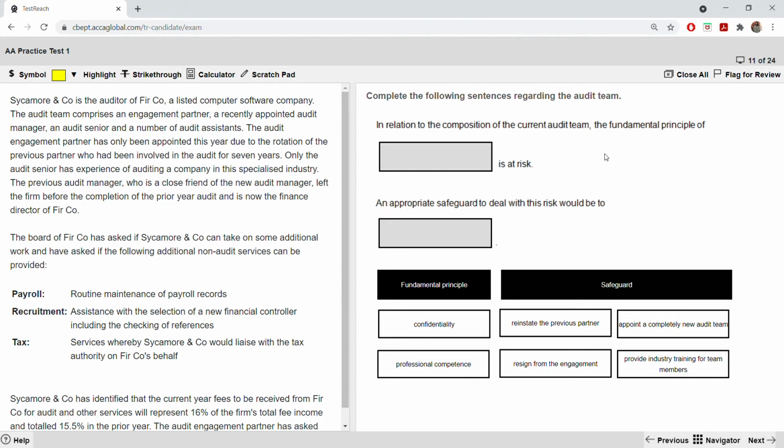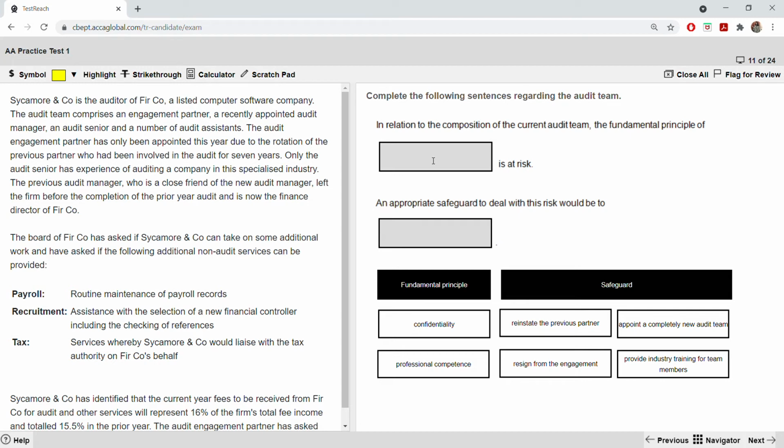So this is more about risk, threats and safeguards, and non-audit services. Complete the following sentences regarding the audit team. In relation to the composition of the current audit team, the fundamental principle of which one is at risk? Is it confidentiality? You cannot just pick from any box. The moment they say fundamental principle, it means either confidentiality or professional competence. Below the black box, you'll be given the two white boxes, so you can select from there. So is it confidentiality or professional competence? Which one is at risk?